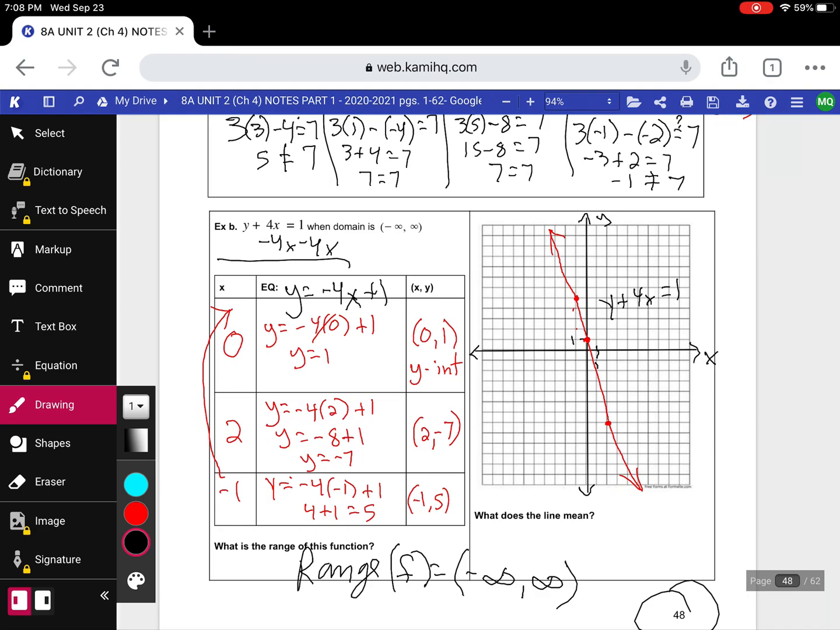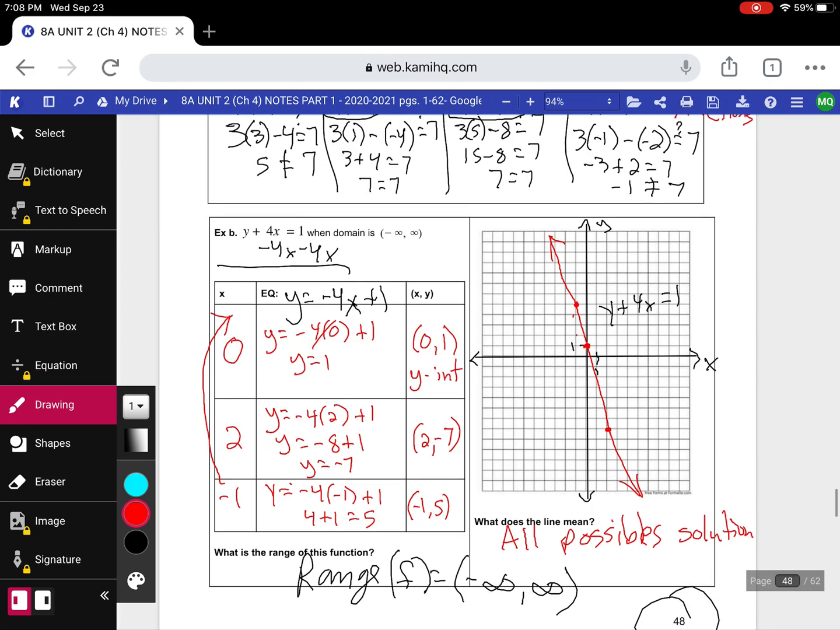Make sure you put those parentheses, since we're doing interval notation. And then what does the line mean? I hope you guys remember from last year that the line is all possible solutions to the given equation. And that's how you do that problem.